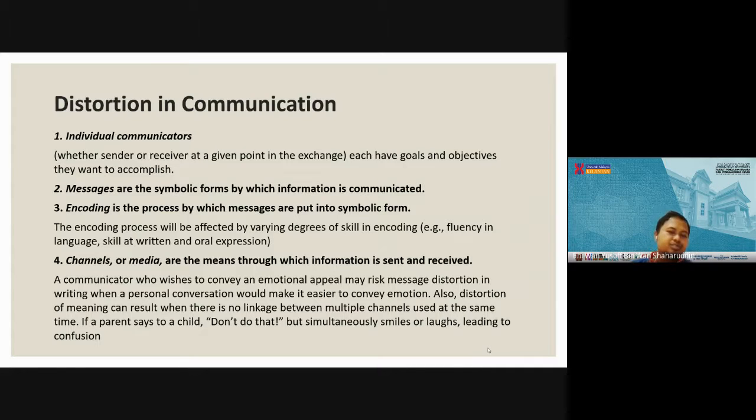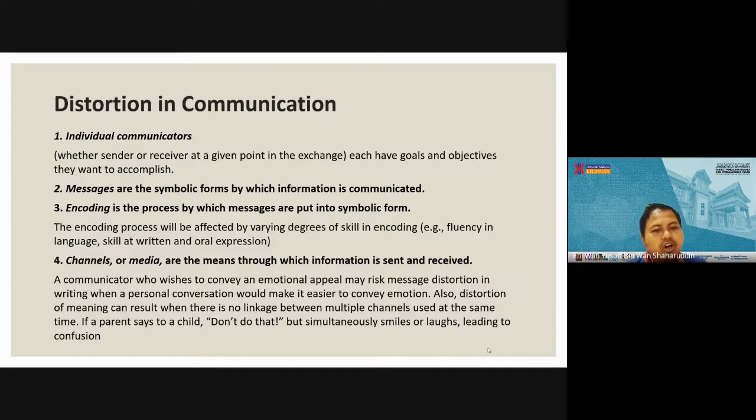Encoding is the process by which messages are put into symbolic form. This process is affected by varying degrees of skill in encoding. Encoding here means that you are putting the message into a form that can be transmitted in any kind of medium. For example, the fluency of your language. If you are much more fluent in Malay and not that fluent in English, it will be quite hard for you to transmit the message in English. It can also be in terms of your skill at written and oral expression, how you express yourself, and how you communicate your self-esteem will also affect the way you encode the message.